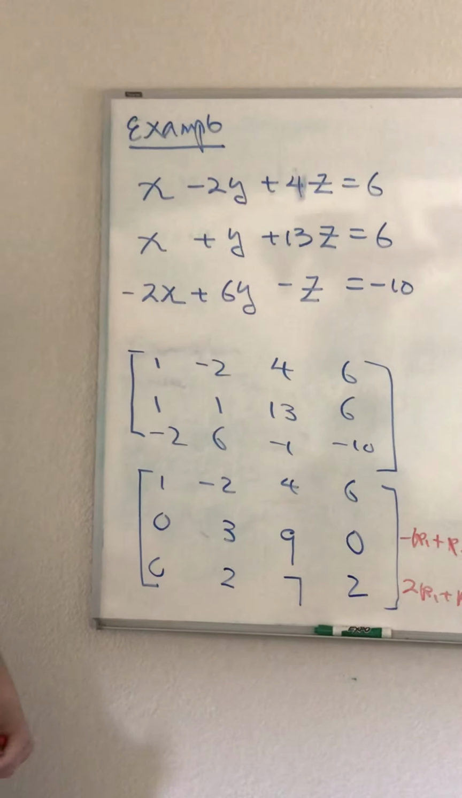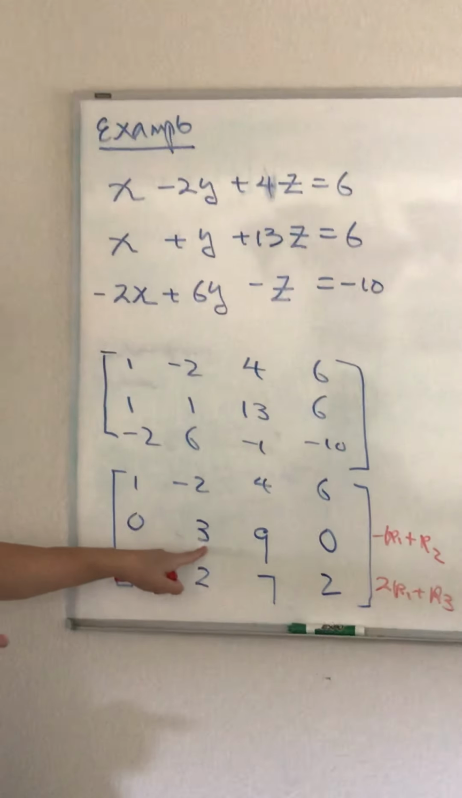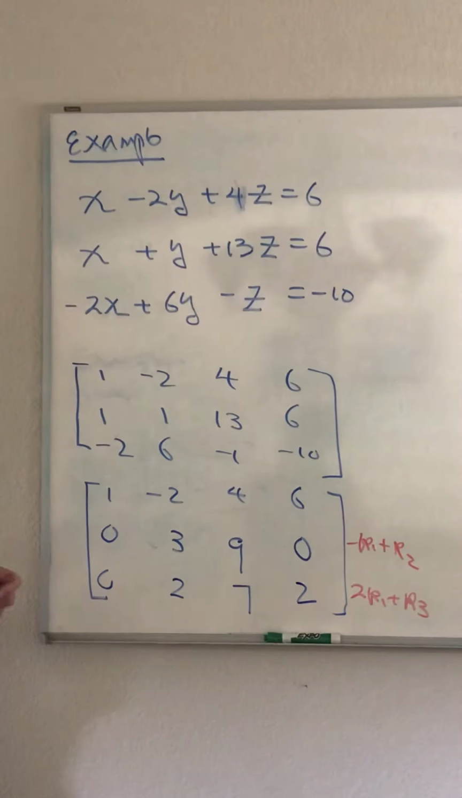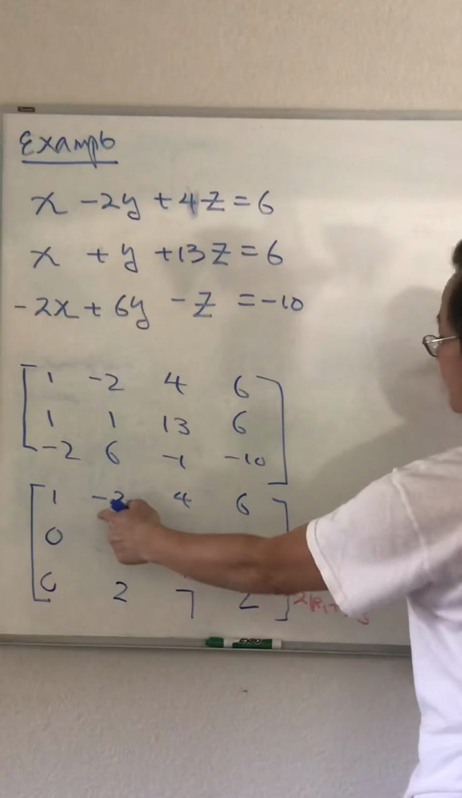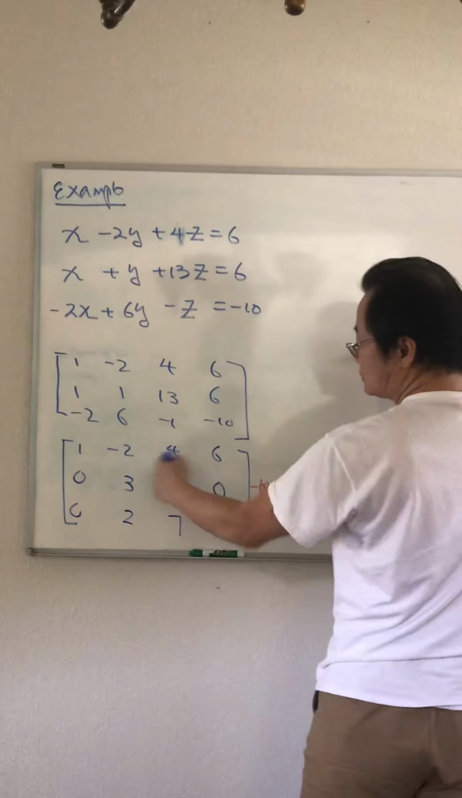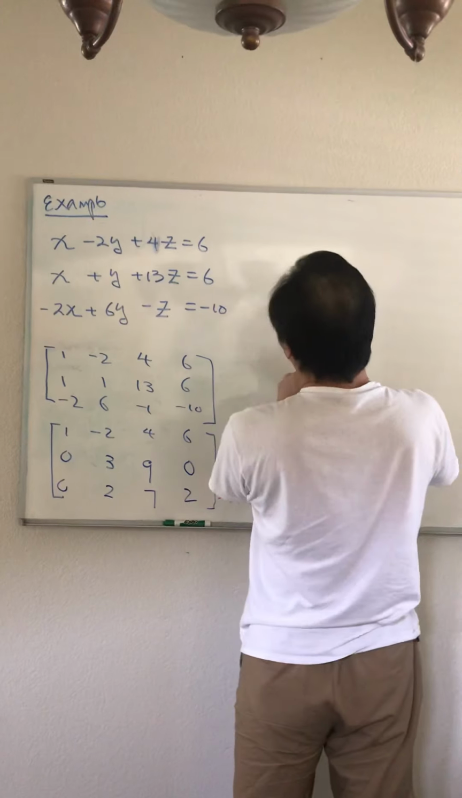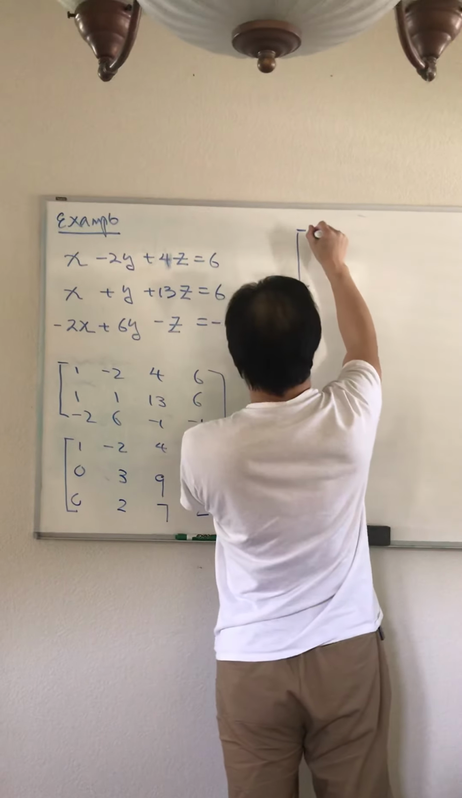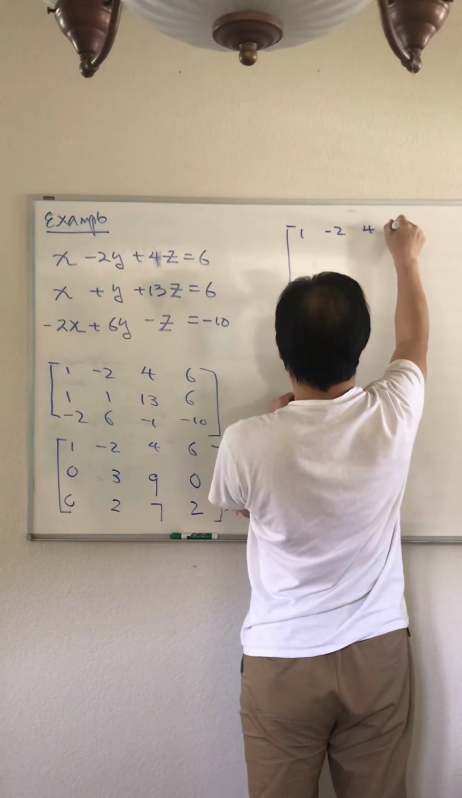Okay? So now next I'm going to make that 3 a 1. So it looks like 3 divided by 3 is a 1. So let's go ahead and go to this side. I'm going to copy the first row. This one's a good one, so don't touch that. Here we have a 1, negative 2, 4, 6.